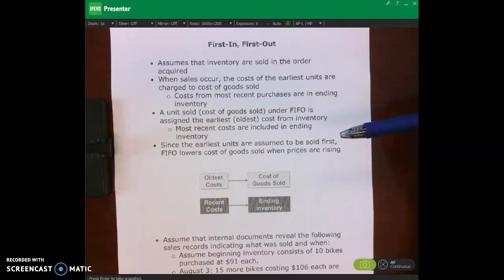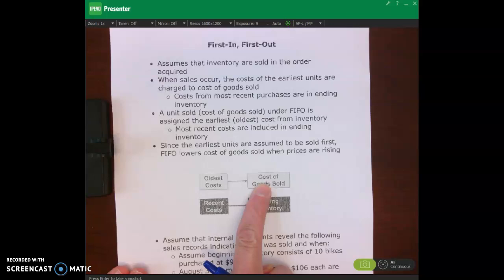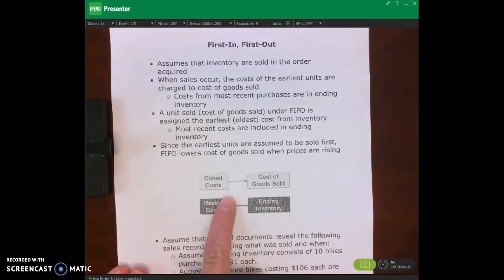Where the physical flow of inventory would be we get inventory in and then we sell that inventory first. So that means the oldest costs show up in cost of goods sold. The more recent costs, so the most recent inventory purchases, show up in ending inventory.